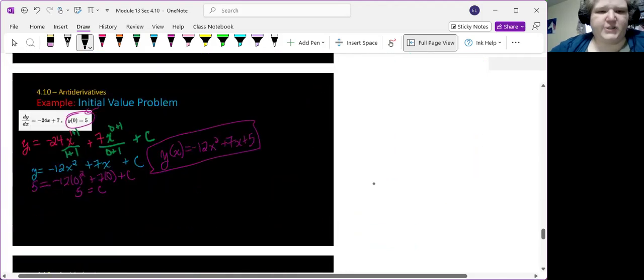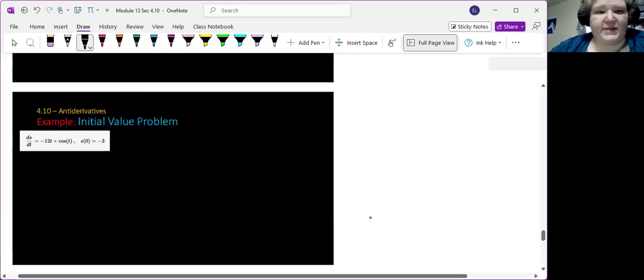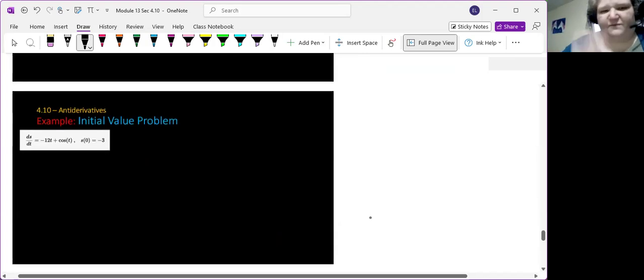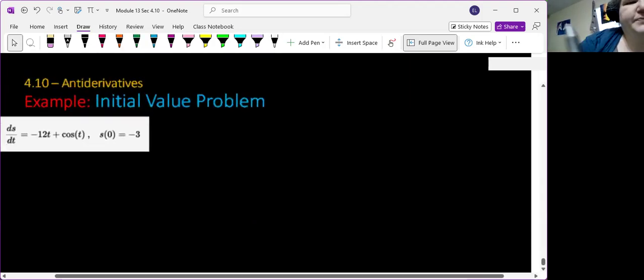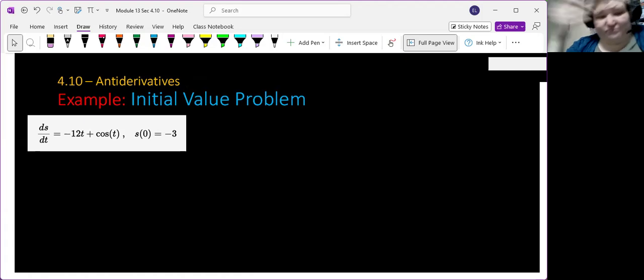Okay. So we did that first initial value problem. Now we're going to take a look at the next one, and then we'll do the double. And the double one is like a very classic setup from physics. Okay, so here, ds dt equals negative 12t plus cosine of t, and we know s of 0 equals negative 3. So notice the ds dt here, this is saying the derivative of the position function. So this is a velocity.